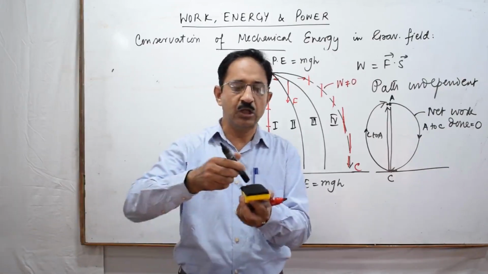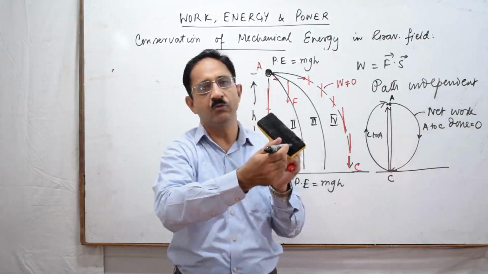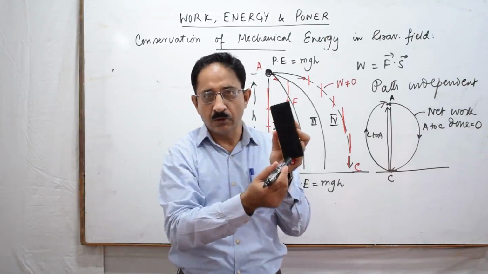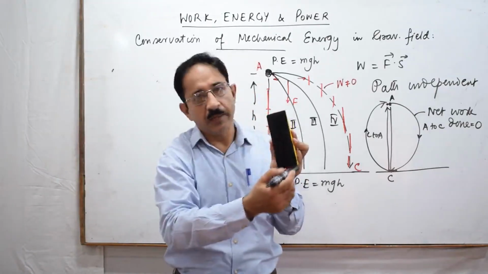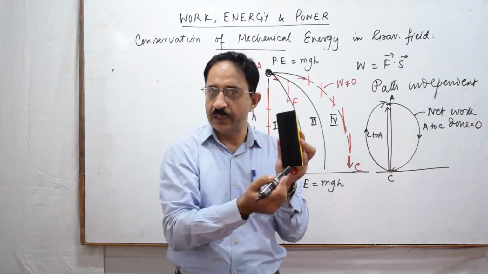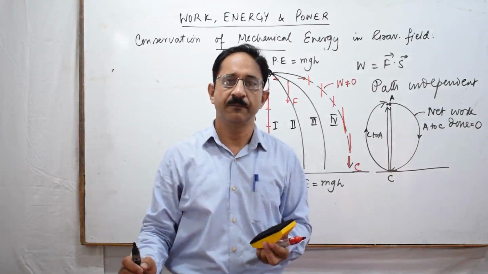Also, if I take a shorter path between these 2 points, and then I take a longer path between the 2 points, what is going to happen is, for the shorter path, the work done will be different from the work done between the same points. Points वही दो हैं, A और B. लेकिन I am taking a longer path, the work done will not be same.